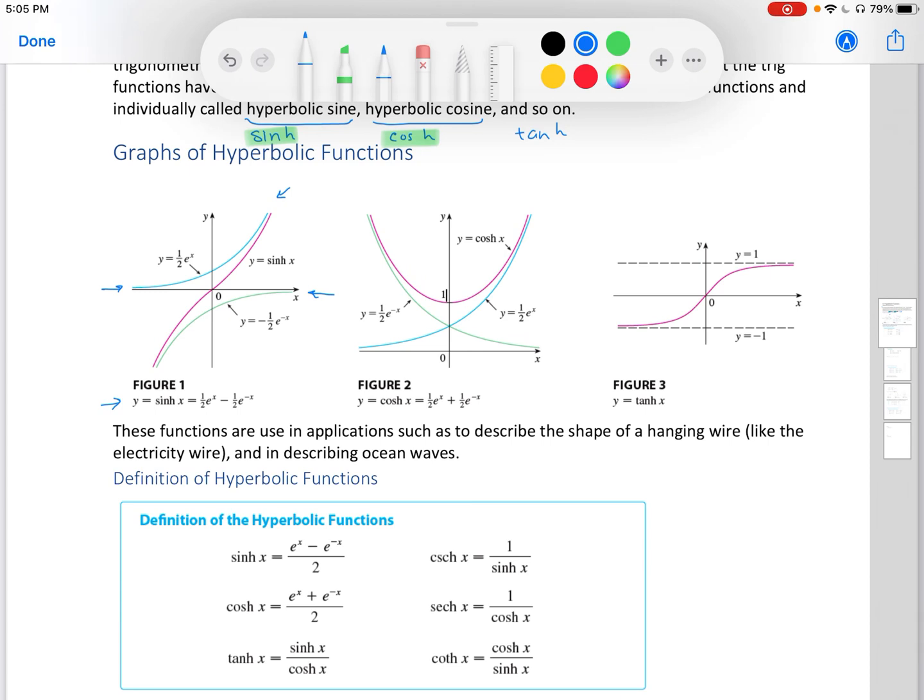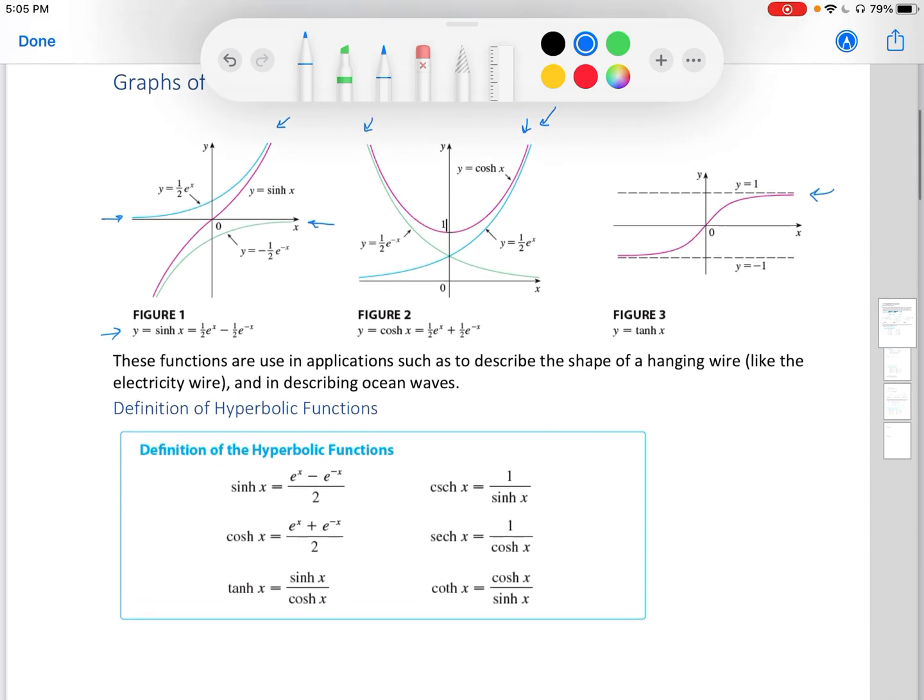We see that for cosine as well. Similarly, we have our y equals 1/2 e to the x, just like in the other one. But this one is reflected over, without that negative. So now we have positive 1/2 e to the negative x. And in red, we see our hyperbolic cosine. And here we have our hyperbolic tangent.